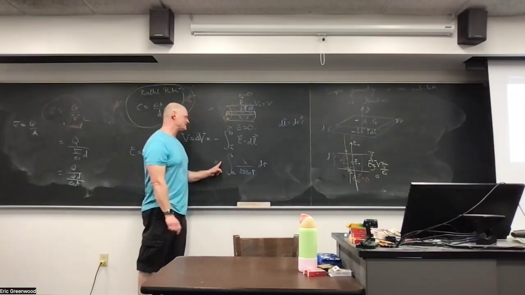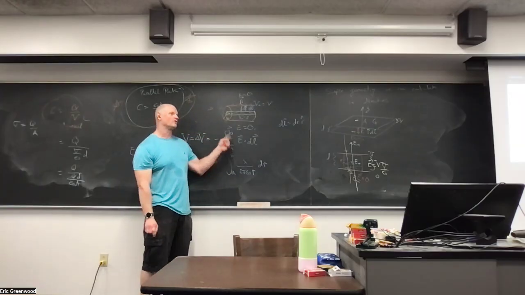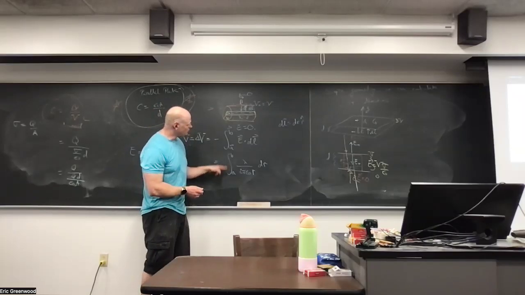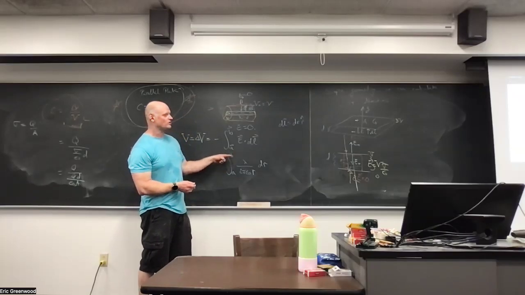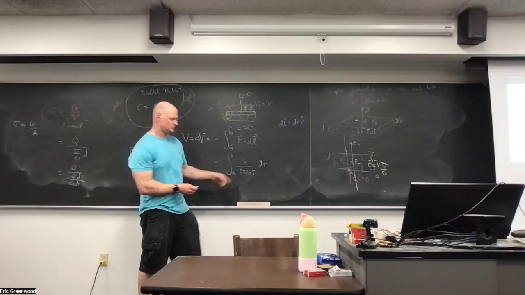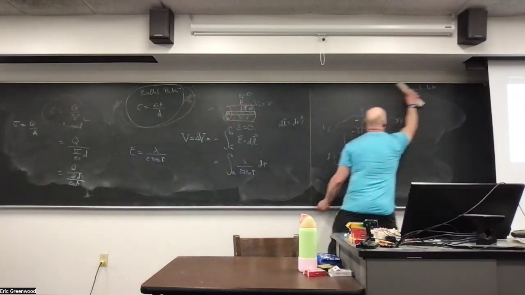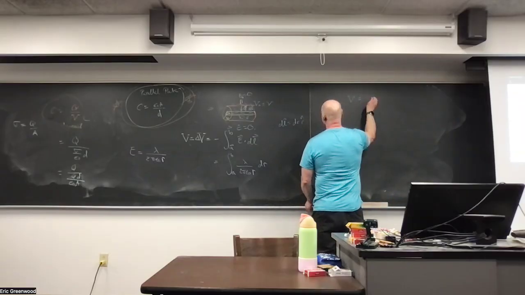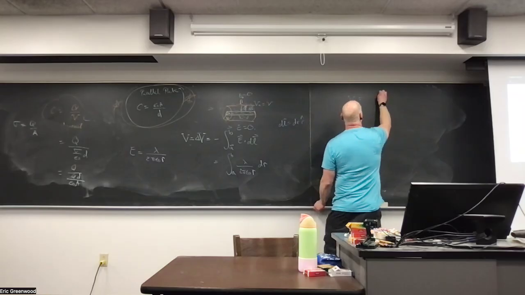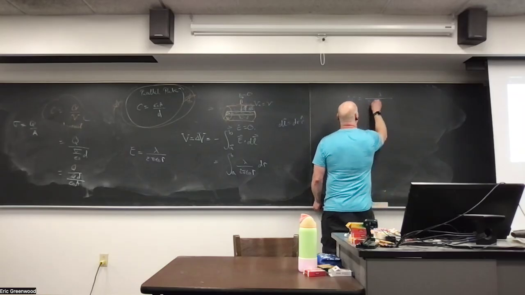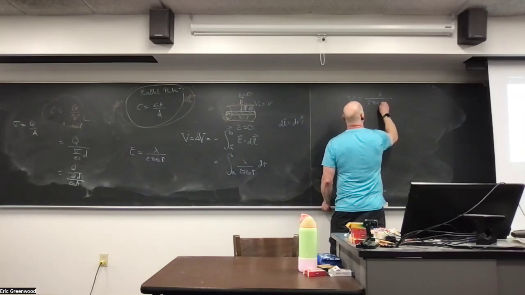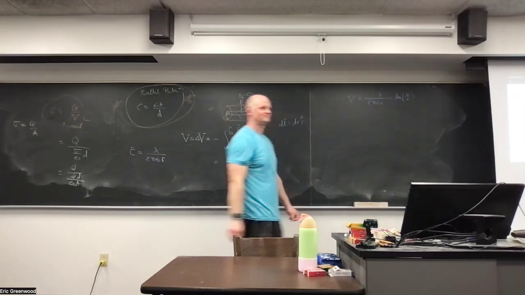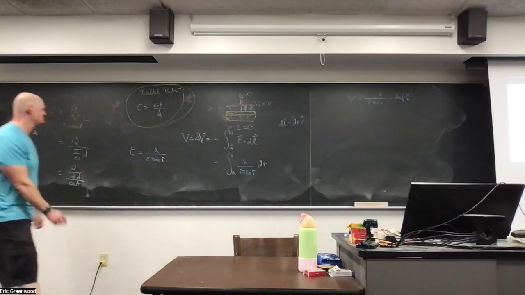Lambda over 2 pi epsilon naught, of course, is a constant. I can pull that out. What's the integral of 1 over r dr, or pirate speak? Natural log. So I'm going to get the natural log from a to b, which is the same thing as the natural log of b divided by a. So finally, we get that the potential is going to be the same thing as what? Lambda divided by 2 pi epsilon naught natural log of b over a. This is my potential.